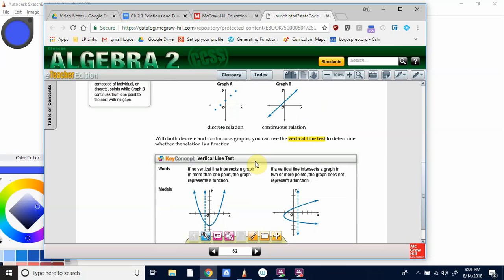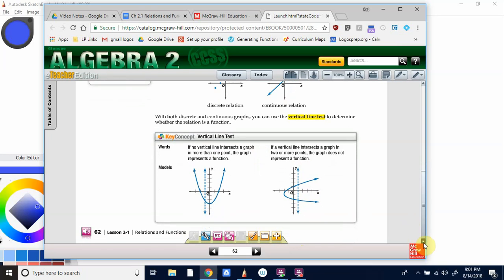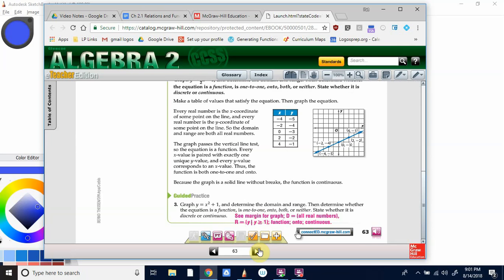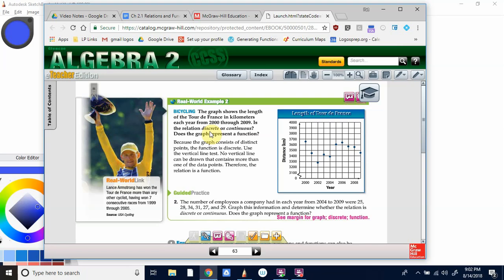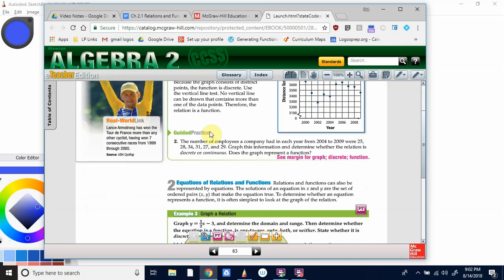You can do what's called a vertical line test. A vertical line test, you can use on discrete and continuous graphs. If the vertical line passes a graph only once, it's a function, like the sample on the left. If it passes it more than once, then it's not a function. It's really that simple. You just take the vertical line test to see if the graph is a function. All right. So now we're going to talk about independent and dependent variables.